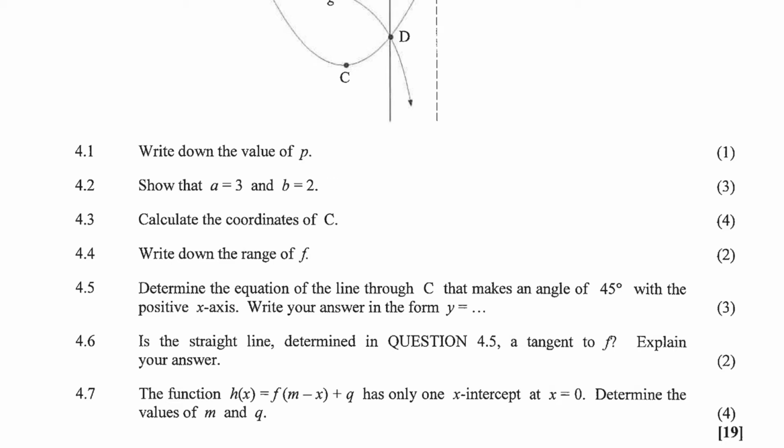4.5. Determine the equation of the line through C that makes an angle of 45 degrees with the positive x-axis. Write your answer in the form of y is equal to. Okay, so here we are supposed to determine an equation of a line through C. C is the turning point of the graph of f. C is here.